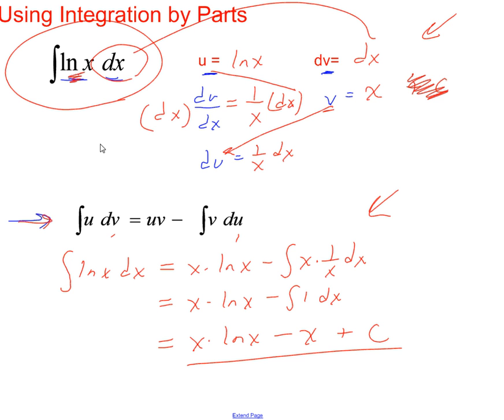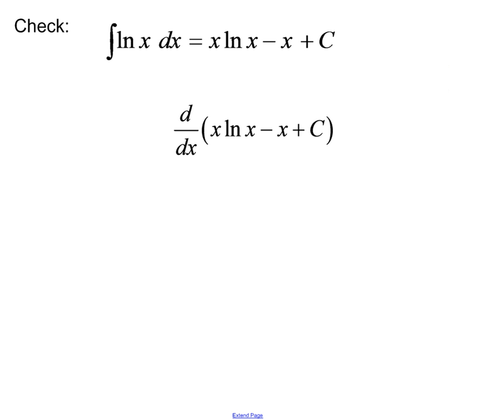If it is our answer, we should be able to take the derivative and get back to what we started with. So let's actually do that. So if the integral of ln x dx is this, x ln x minus x plus c, if I take the derivative of this, I should get back to what I started with.